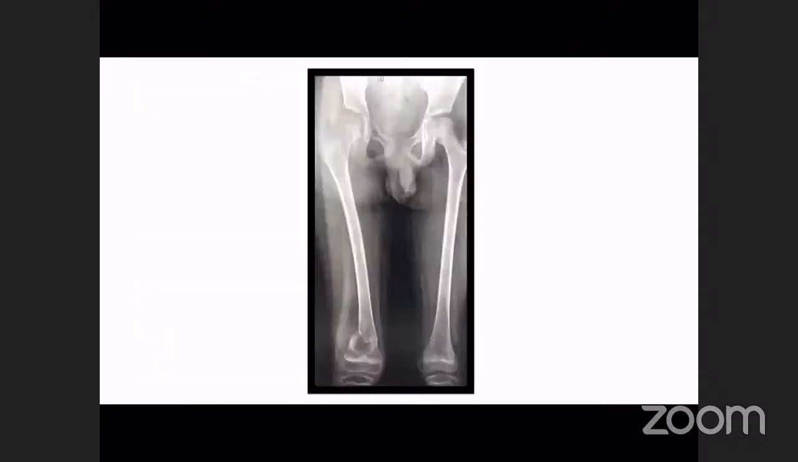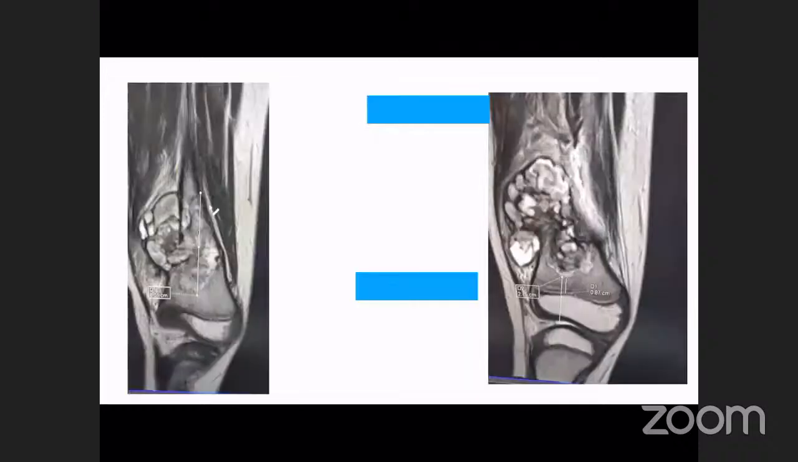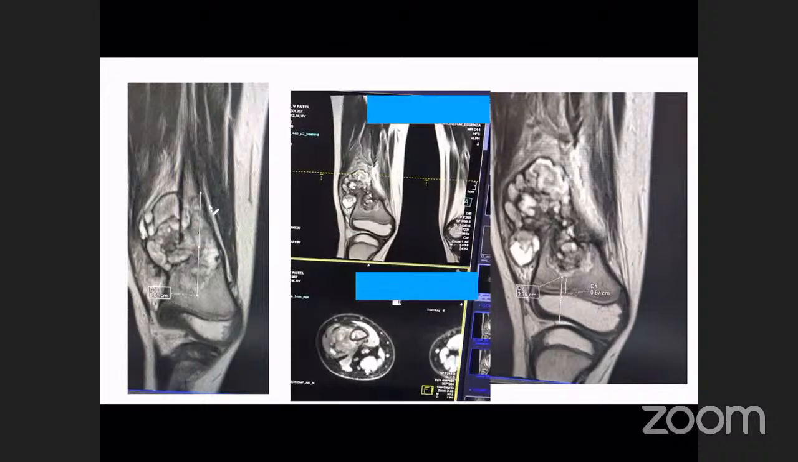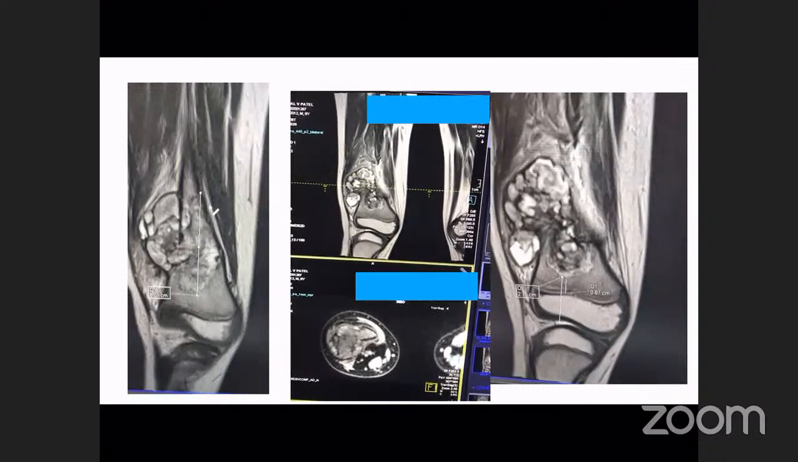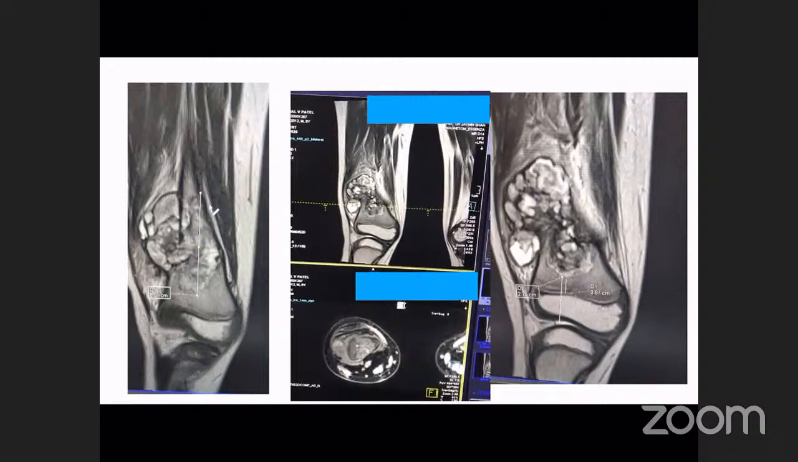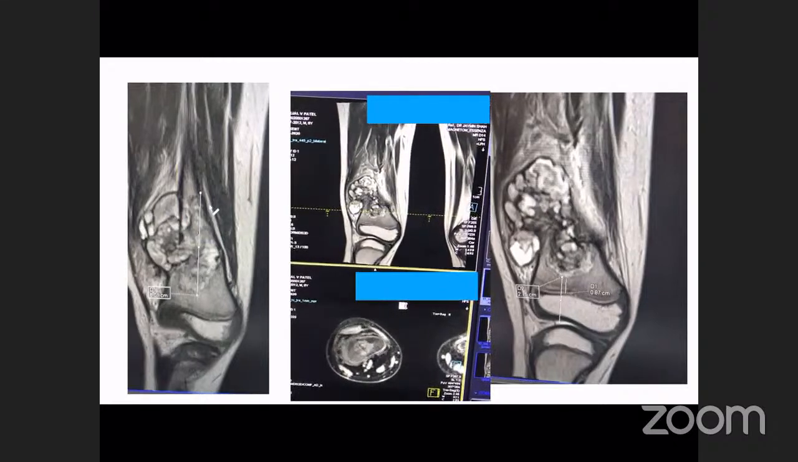After finishing this MAP protocol, this was his post-chemo X-ray, and as you can see, the fracture had healed. I cannot say perfectly, but it had healed. These were his corresponding MRI images. I have tried to mark the length of the disease and the distance from the physis and the epiphysis. This is the corresponding axial and coronal MRI images, just to have an idea of what the disease actually was.